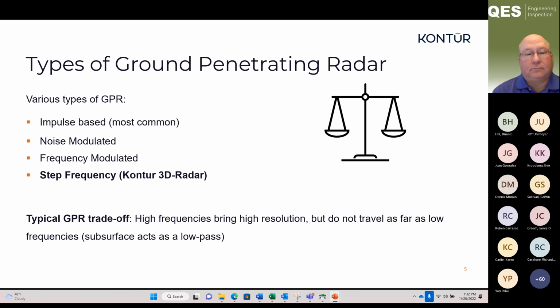And what we are able to do then is high frequencies give us very good resolution, but they don't travel too far into the pavement. So by having the step frequencies, we can essentially progress from high frequencies for better resolution at the pavement surface into lower frequencies that give us better information as we get deeper into the pavement. Next slide, please.